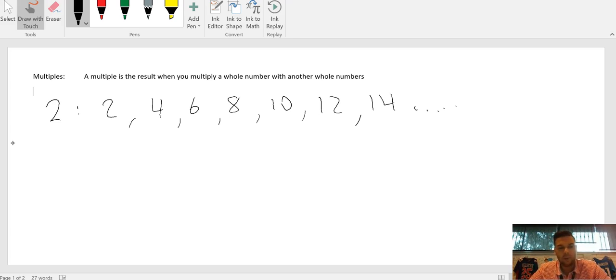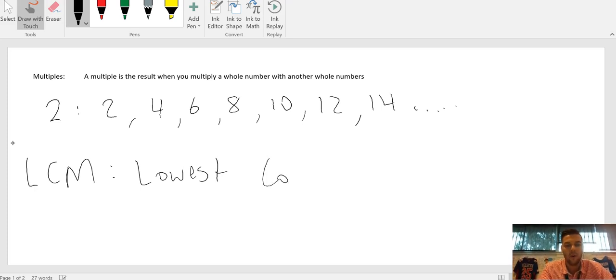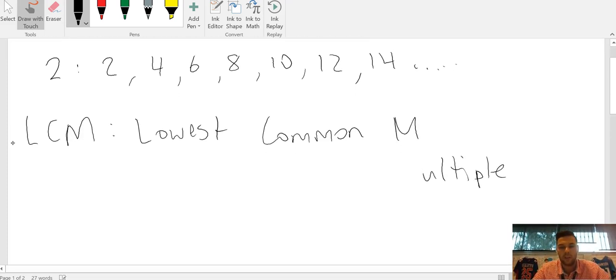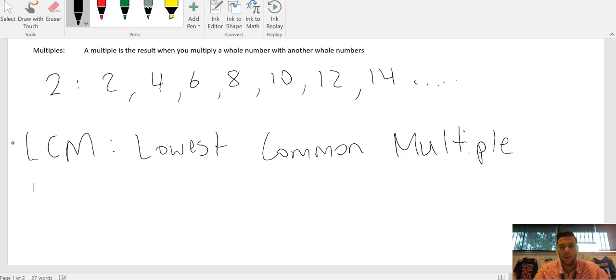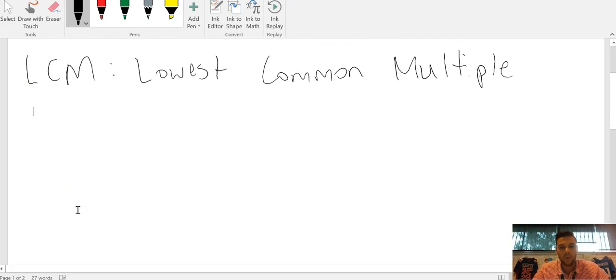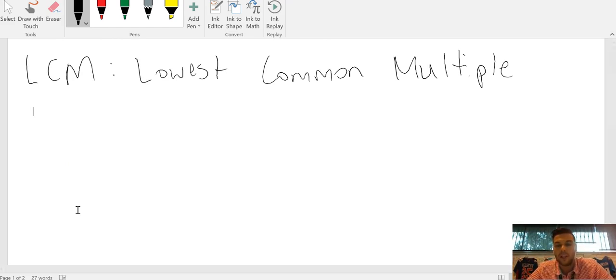Now, the second thing we looked at when we looked at multiples was something called an LCM. Okay, LCM stood for lowest common multiple. Now, this was only really important when we compared two sets of numbers. Okay, so just write that down. So what that is, when we compare two sets of numbers, we've got to find the lowest common multiple that they both have. Okay, so let's try one.